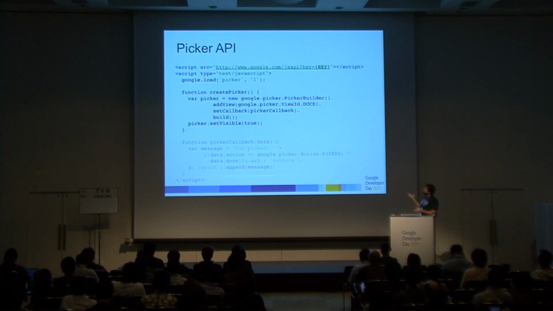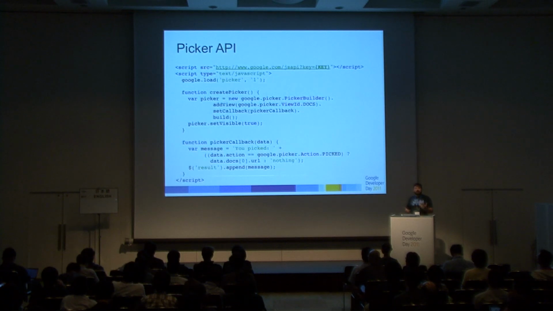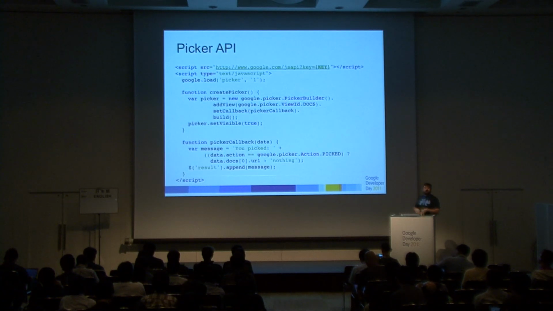In this example here, we're building a picker that only supports Google Docs, and then we give it a callback. And that callback function is basically called whenever the user clicks or cancels, whenever the picker closes. And then based on the response, we can do something interesting with that data. In this case, we're just showing an alert message, or appending a simple message to the doc. But your application can do a lot more with it.